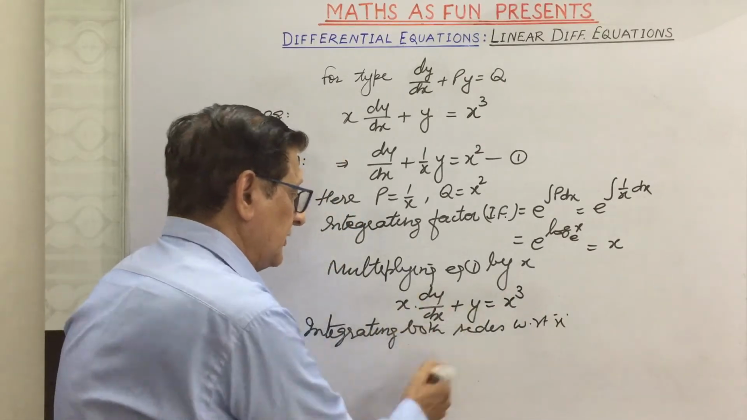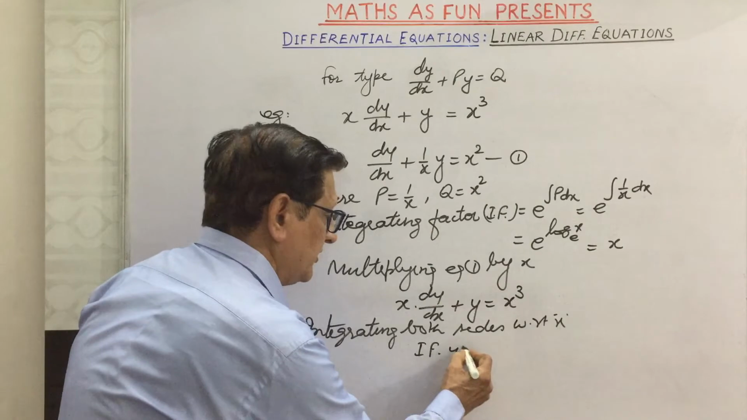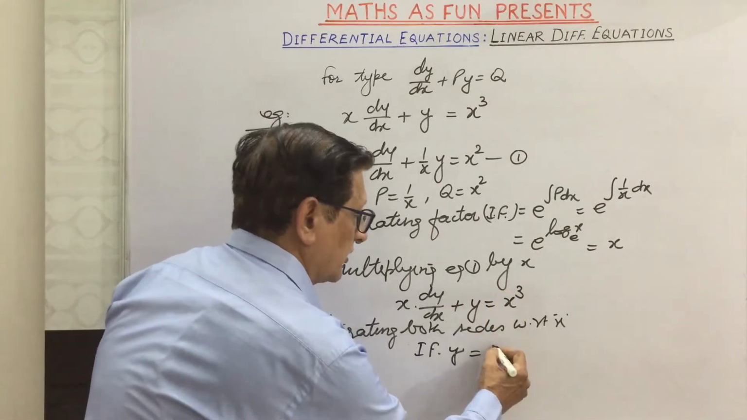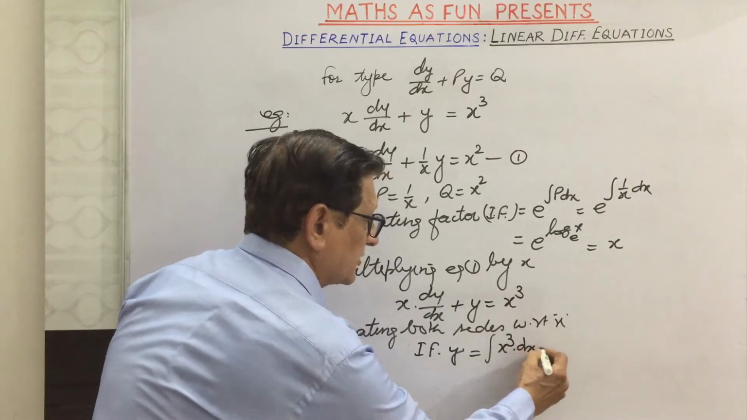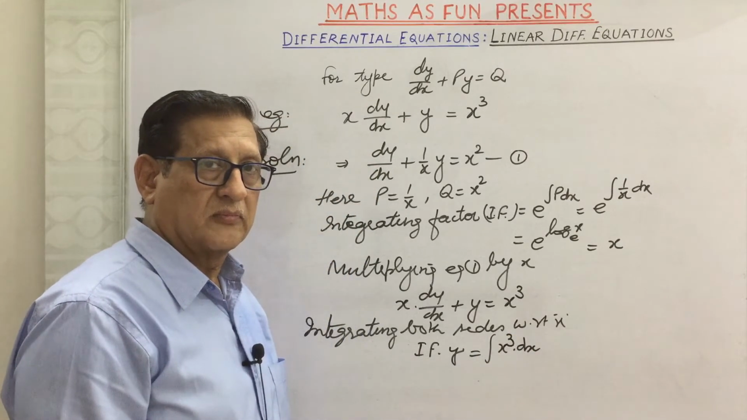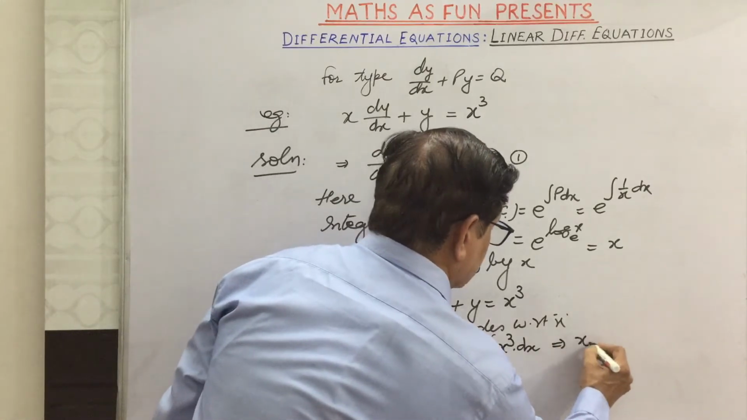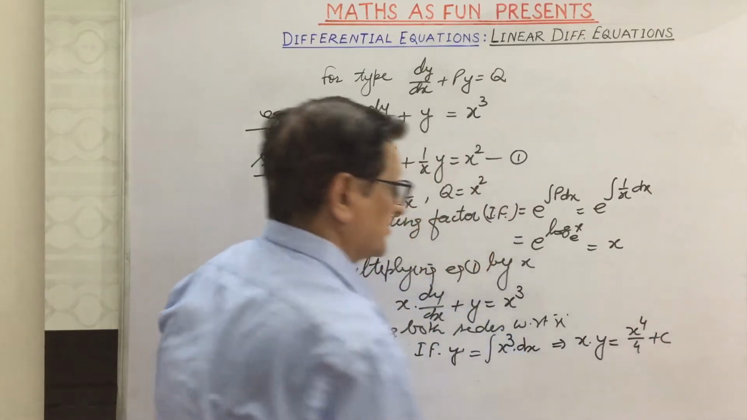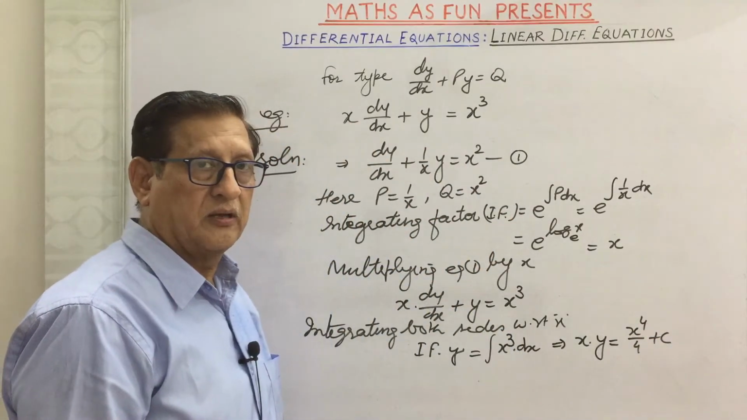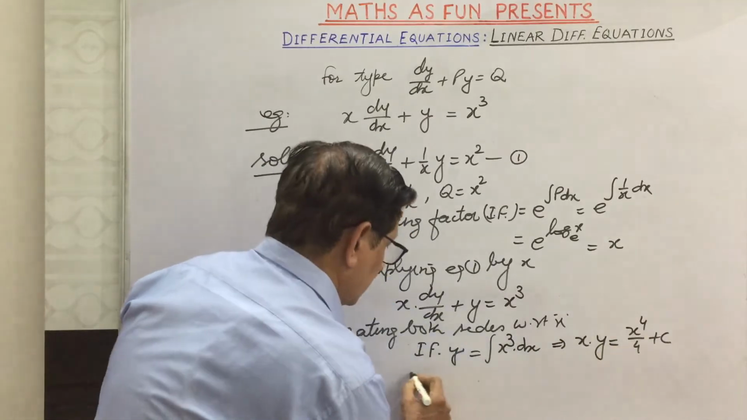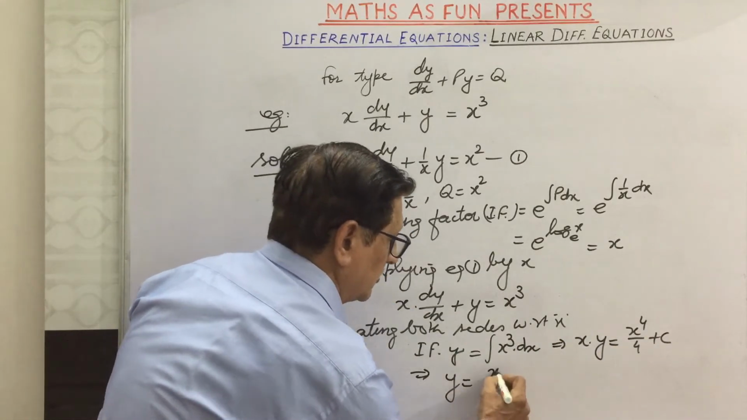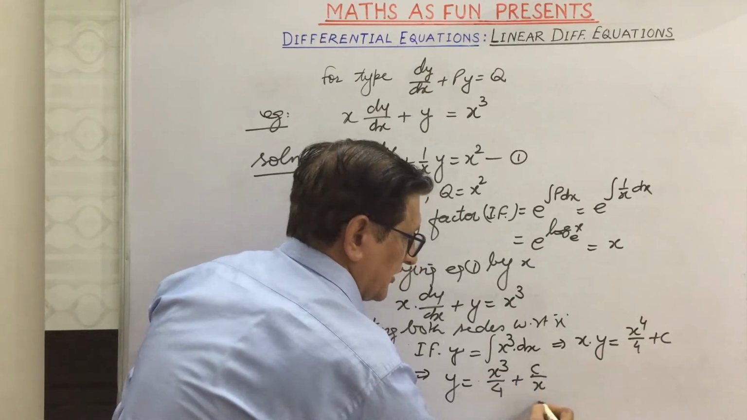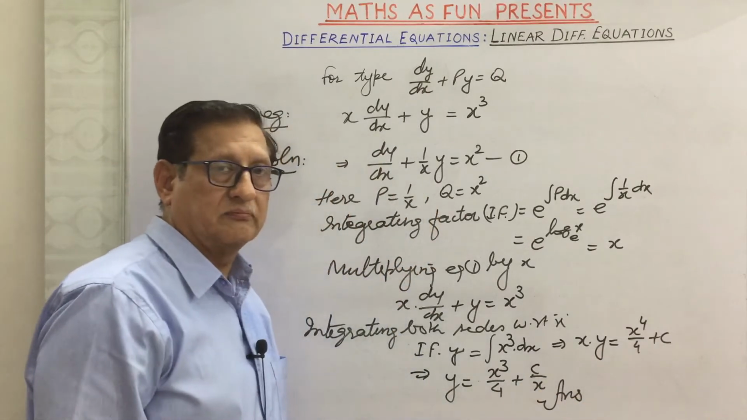This side we can see that it will be IF into y, that we have already learnt. And this side it will be equal to integral of x cube into dx. So this comes as IF means x into y equal to x to the power 4 upon 4 plus c. If we divide this by x, we are getting the answer y is equal to x cube upon 4 plus c upon x. And this is the answer to the problem.